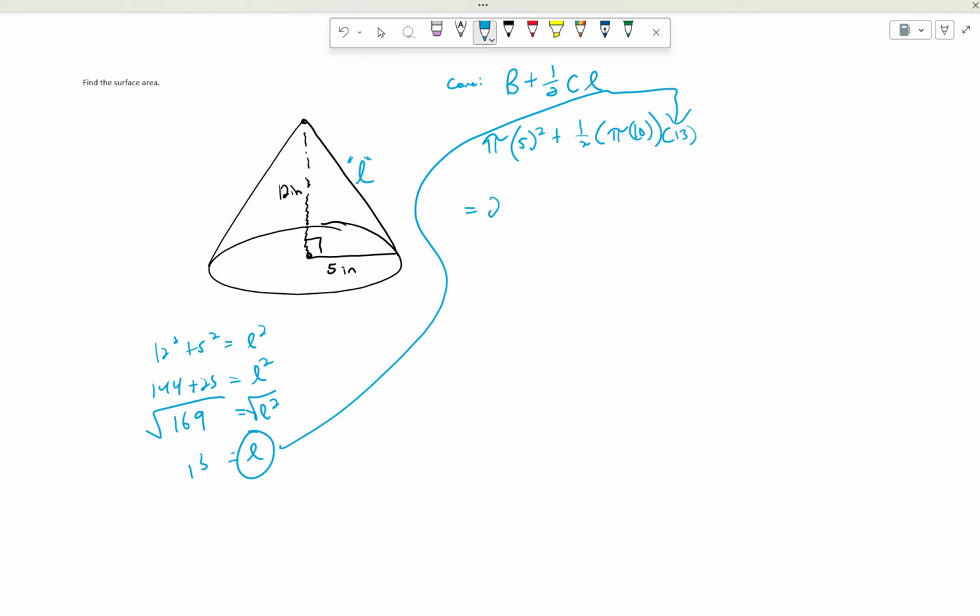So let's clean this thing up. I have 25 pi plus 1/2 of 10, which is 5 pi, times 13. So I have 25 pi plus 13 times 5, which is 65 pi. Okay. And again, this right here is my base area. Just to kind of separate this guy out, this is my lateral area. And this is the way to think of it.